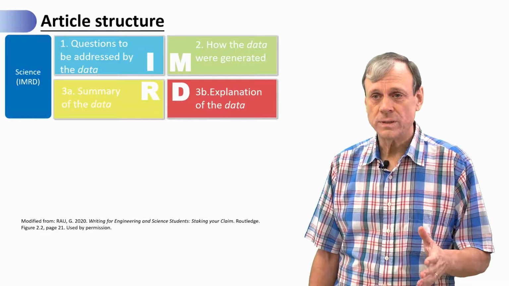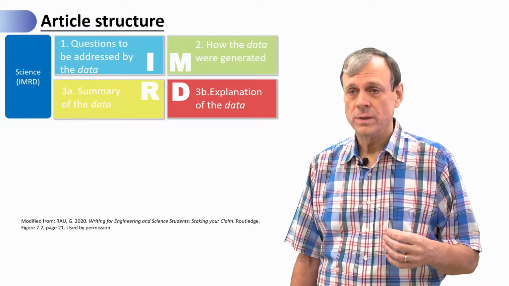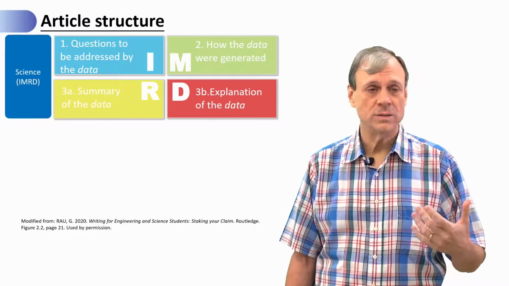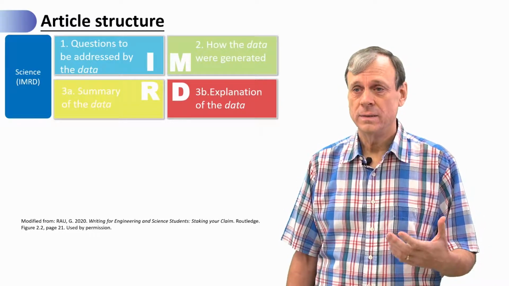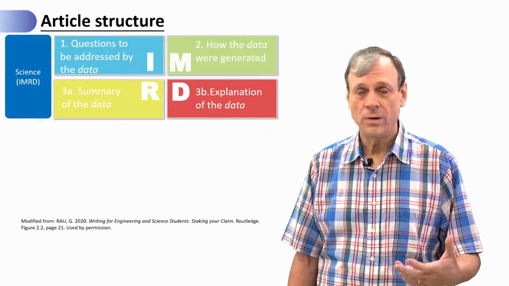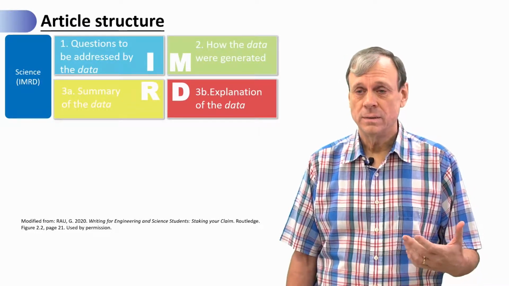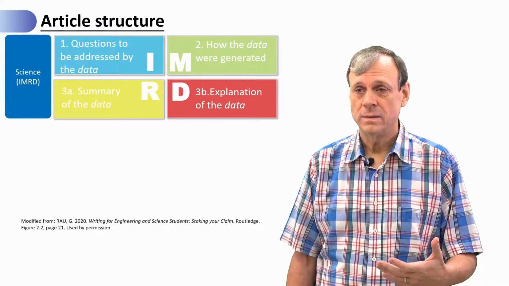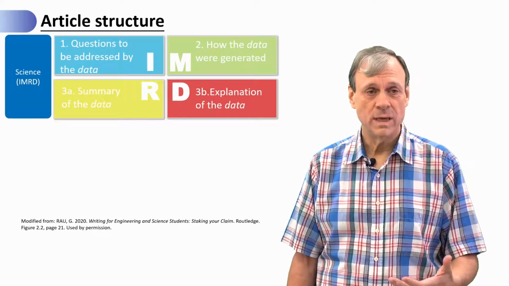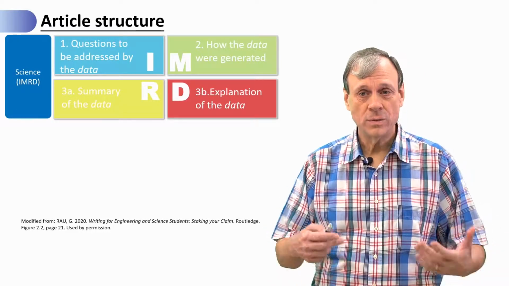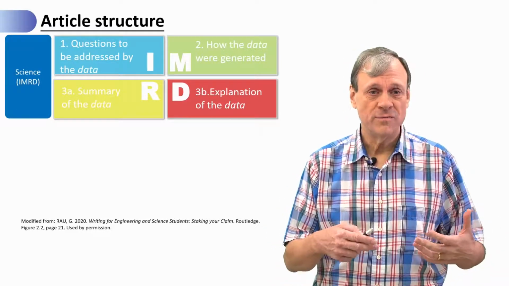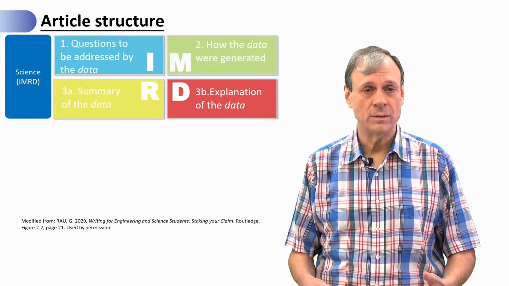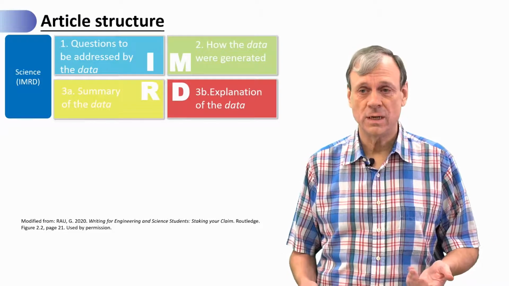Now, you could also look at this in terms of the article structure, that in science, the introduction talks about the question to be addressed by the data. The method then talks about how the data were generated. In the results, you talk about the summary of the data. And finally, in the discussion, the explanation of the data. And so in that, you see the focus is on the data. And that's why the focus of an IMRD article is on the results and discussion.